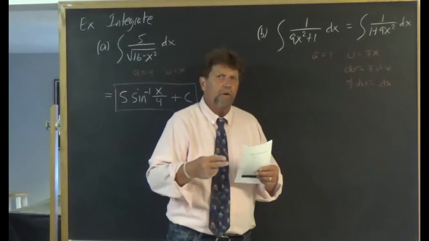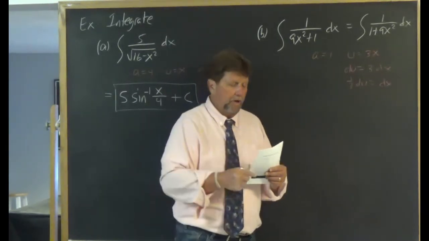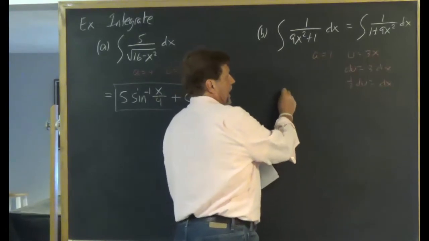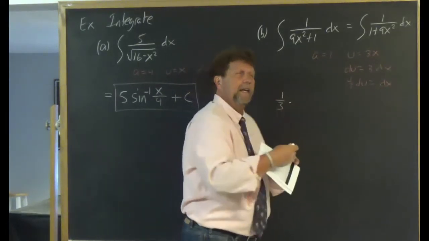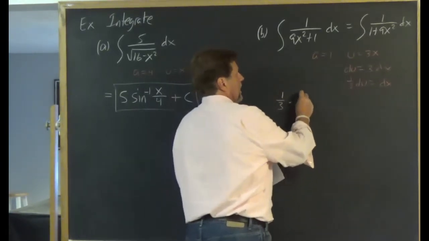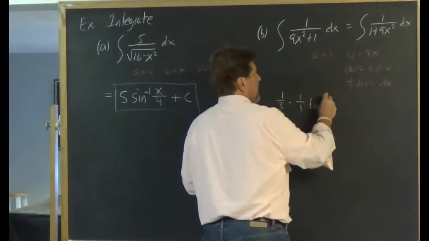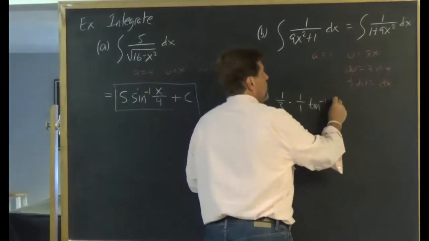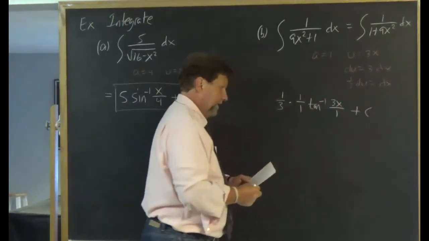Because when I use the formula for integrating 1 over a squared plus u squared, I got this 1/3 out front. And remember that the formula to integrate 1 over a squared plus u squared is 1 over a, inverse tangent, u over a, then plus C.